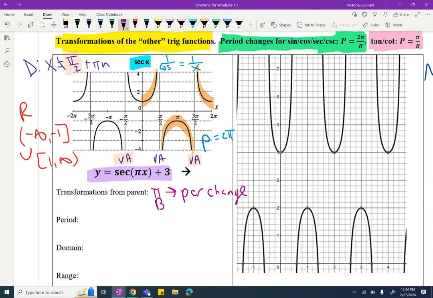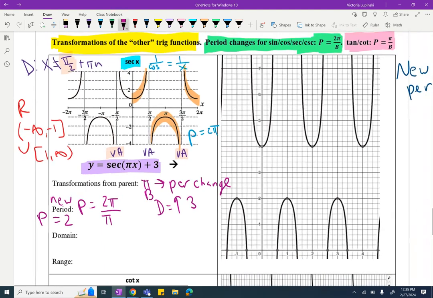Remember, that's your b value. And then your d value is 3, which means that the entire graph has to move up 3. In order to find the new period, you are going to take the old period, which was 2 pi, divided by b, which is pi, which means your new period is going to be equal to 2.